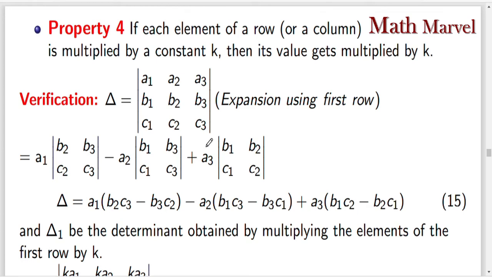Now let's prove it. Here the determinant delta is given. We expand the determinant using the first row. The first element is a1, hide its column and row, so b2 b3 c2 c3, minus a2 times b1 b3 c1 c3, plus a3 times b1 b2 c1 c2. Now do the cross multiplication: a1 (b2 c3 minus c2 b3) minus a2 (b1 c3 minus c1 b3) plus a3 (b1 c2 minus c1 b2). So we get this equation number 15, which is the value of our determinant delta.